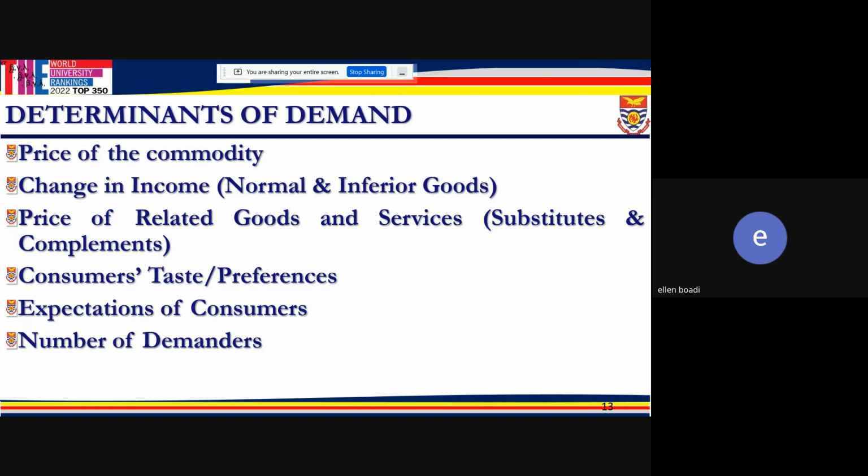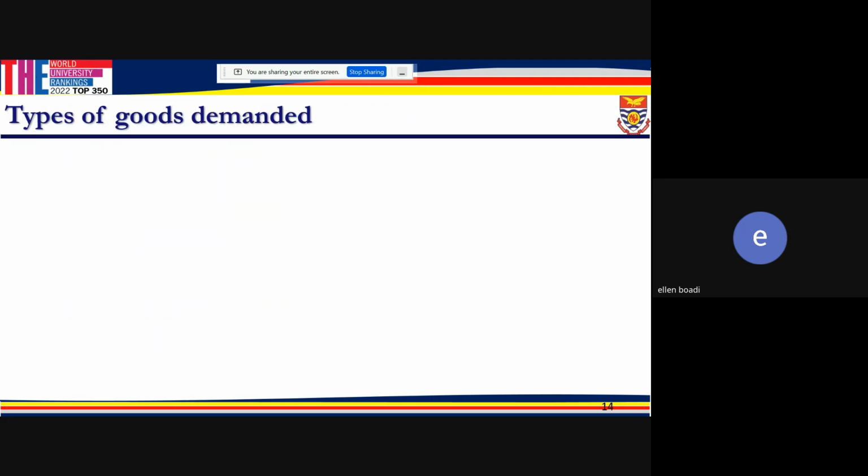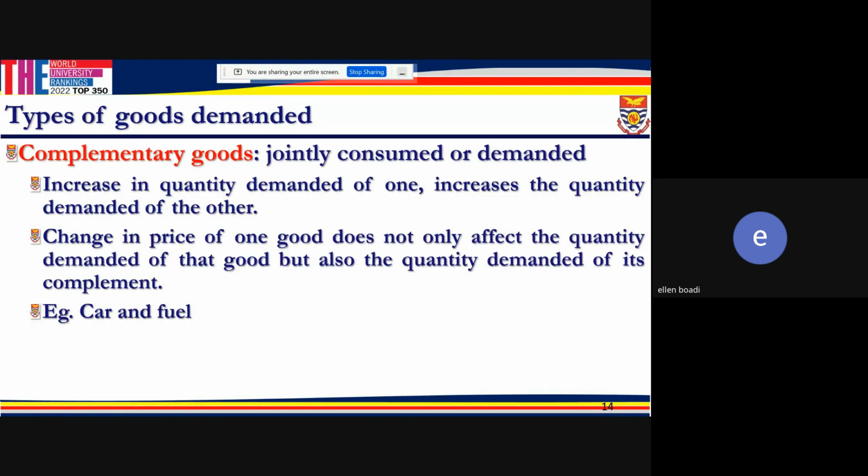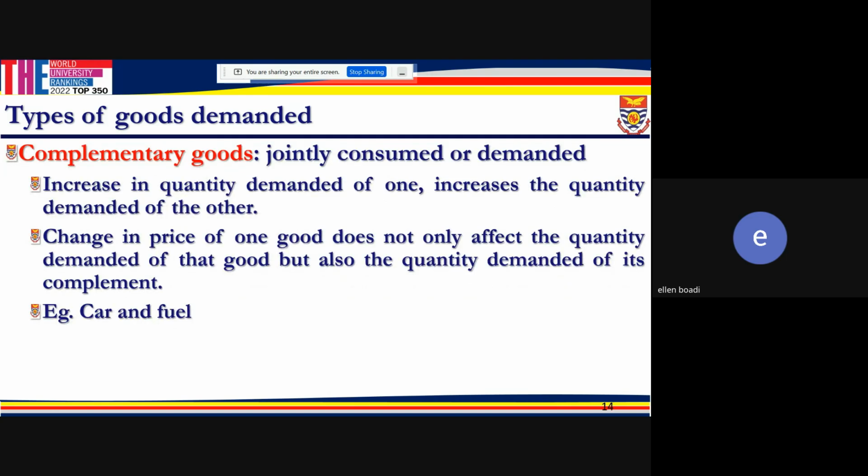So this goes to confirm that it is not just the price of a commodity that affects the quantity that is demanded of it, as we saw in our demand curve. In actual sense, there are other factors as we have listed. Okay, so we've explained these things: complementary goods, goods that are used together.